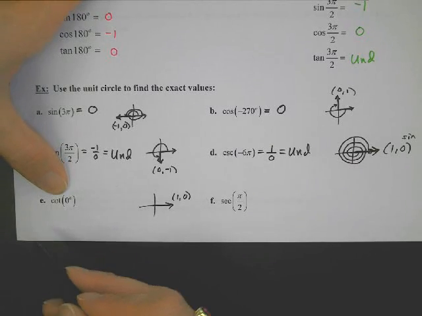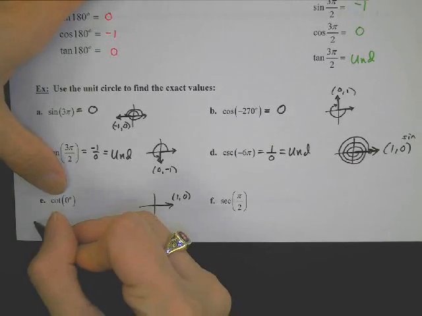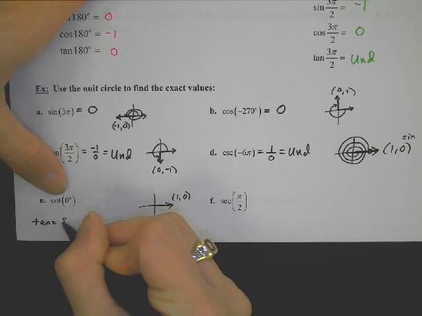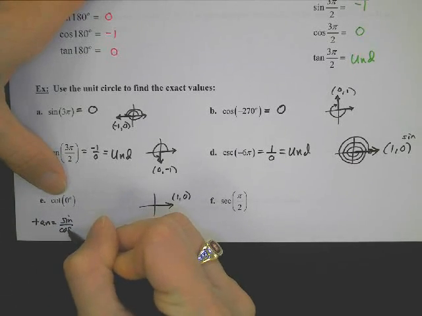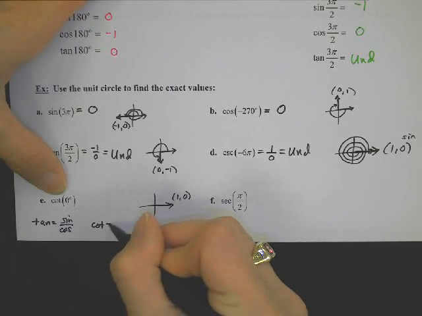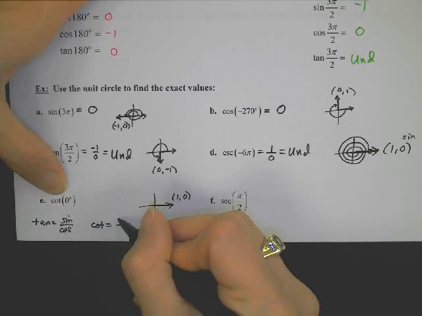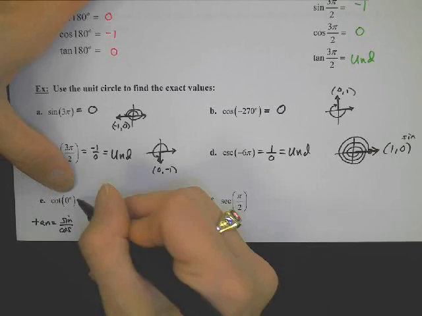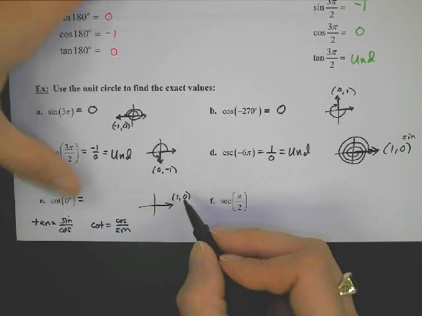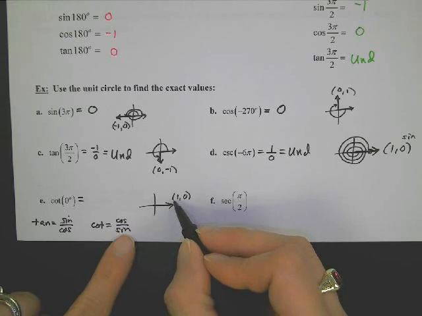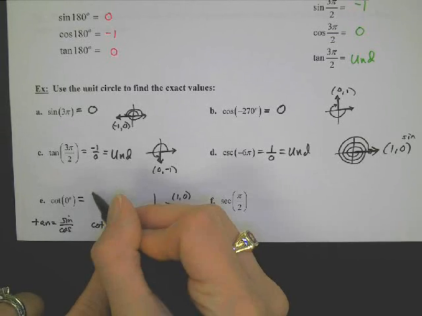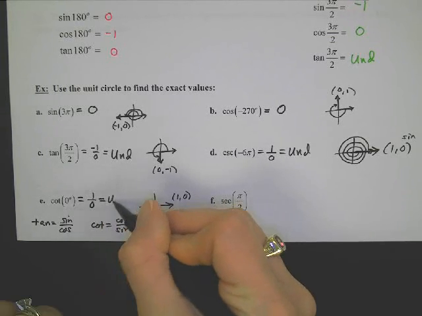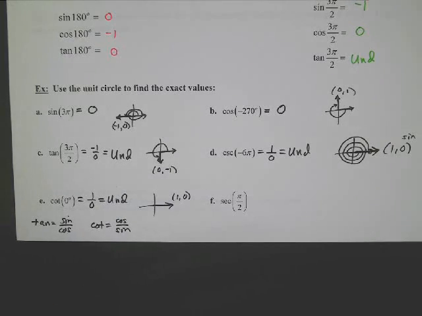Cotangent. Well, that's not tangent. Let's see. I know tangent is sine over cosine. So cotangent must be cosine over sine. Must be the flip of that, the reciprocal. So let's take our cosine divided by our sine. 1 divided by 0 is undefined.